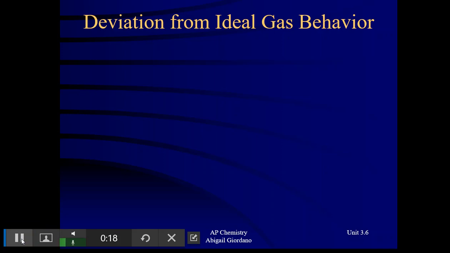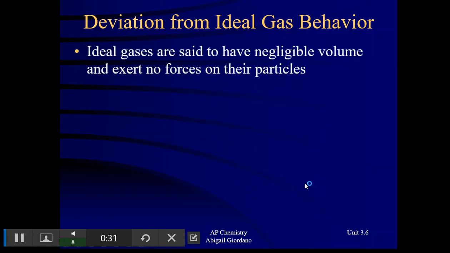So let's start off reviewing just a little bit of what we said in our last lesson in 3.5 about characteristics of an ideal gas. Two of those characteristics include that ideal gases are said to have negligible volume, so think of each gas particle almost as just a single point. Another characteristic was that these particles exert no forces on each other.